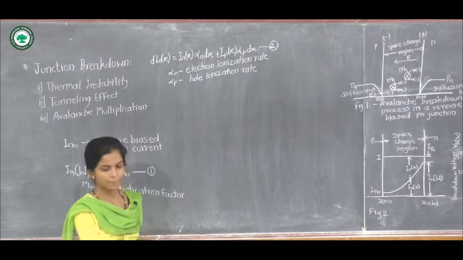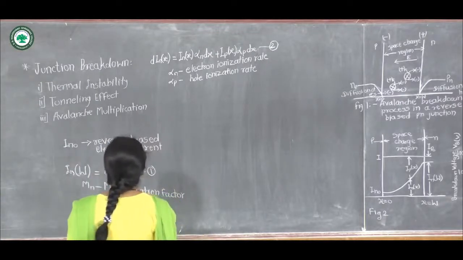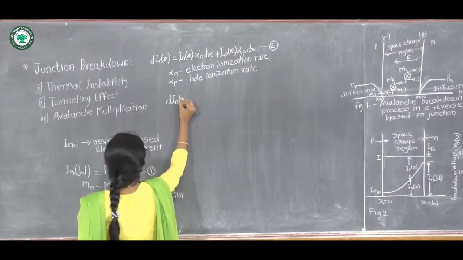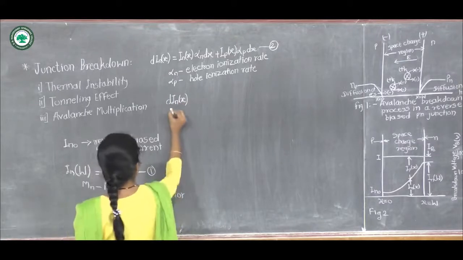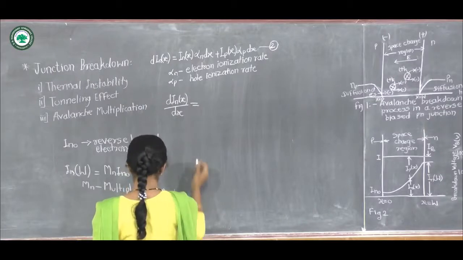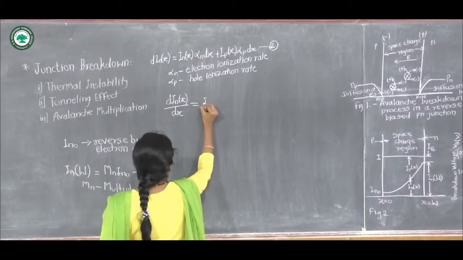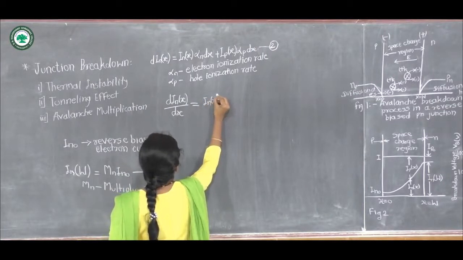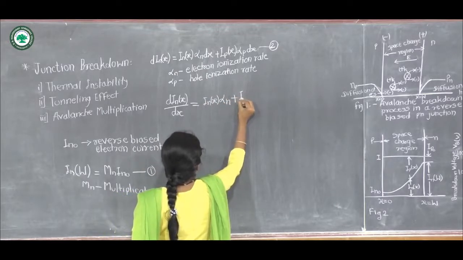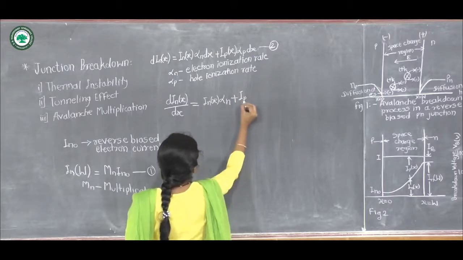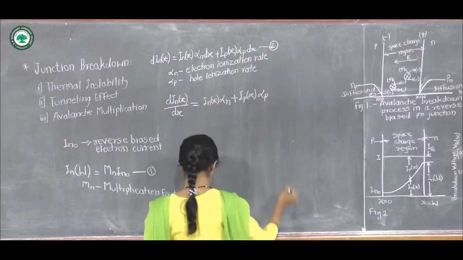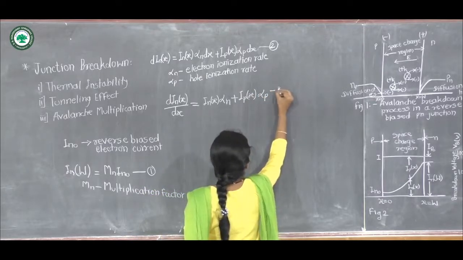Equation number 2 may be written as d In(x) by dx is equal to In(x) alpha n plus Ip(x) alpha p. This is equation number 3.